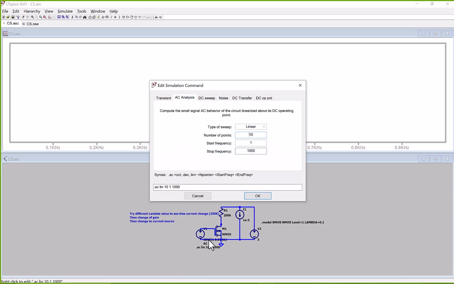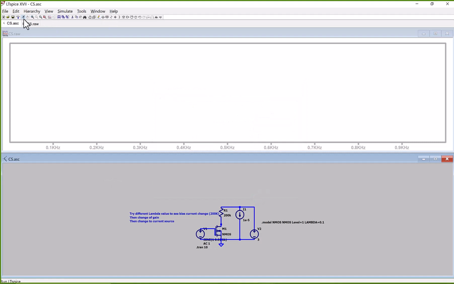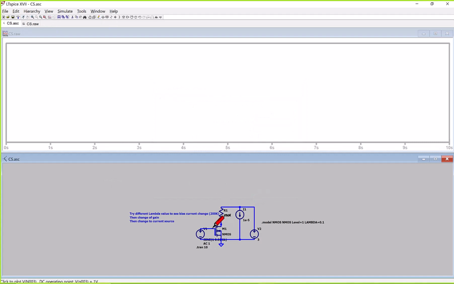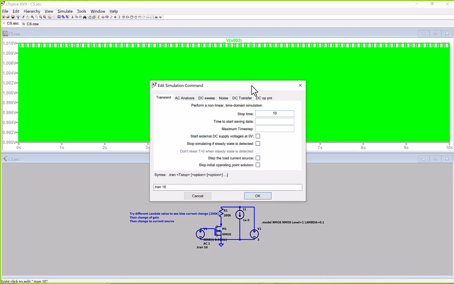The reason is here, because I'm doing this AC linear, right? I'm doing the wrong analysis. I will actually try to do the transient instead, okay? So let me try stop time. Let's see, 10 seconds. And let's see what happens. Too much. My frequency is too high, actually. So let me right click here. Let me try 0.1 second.